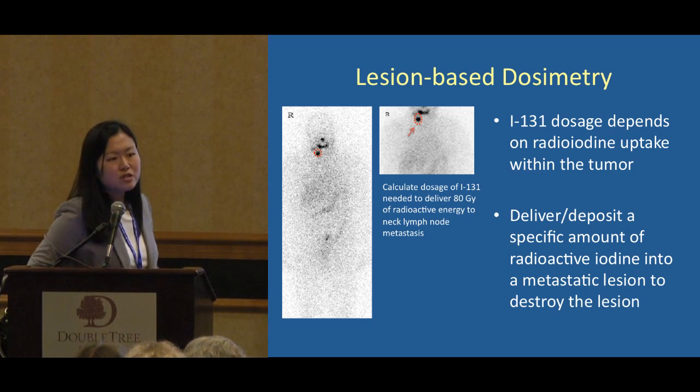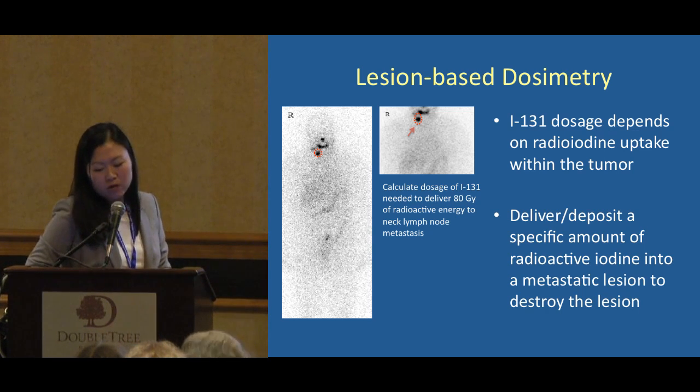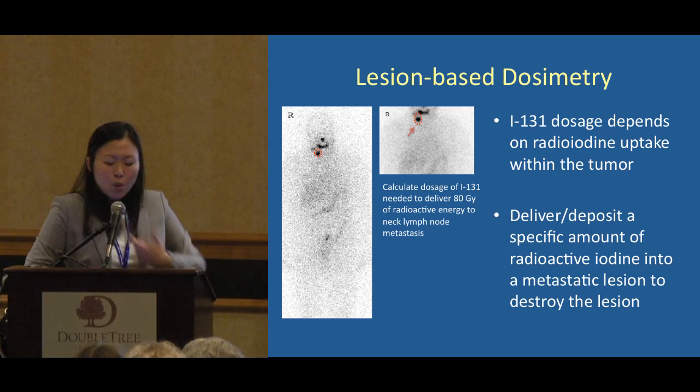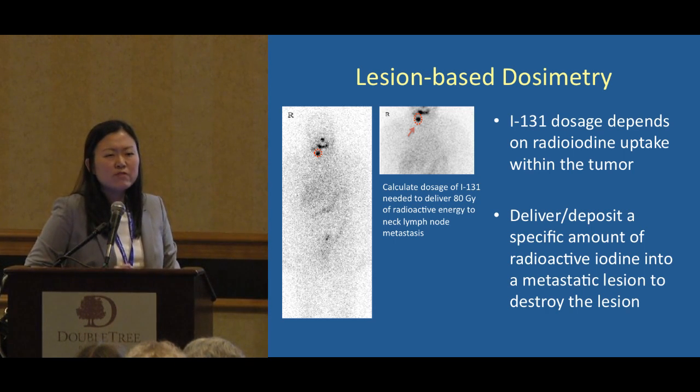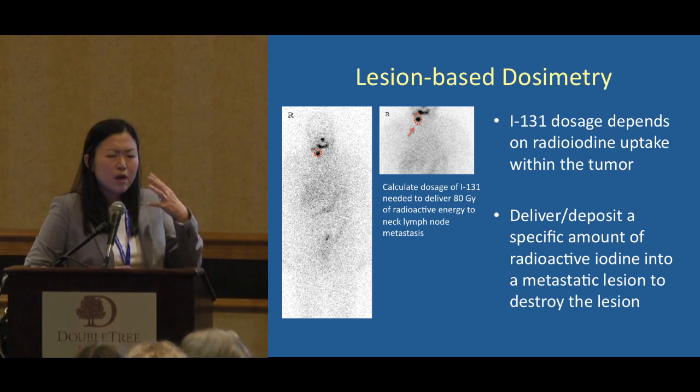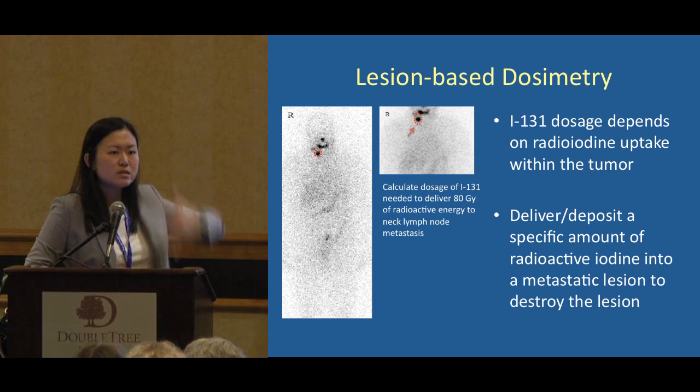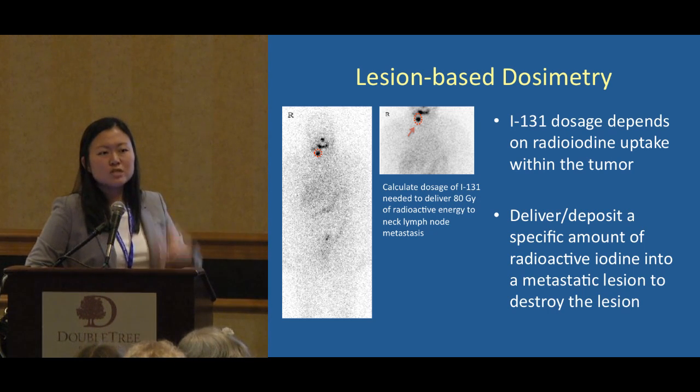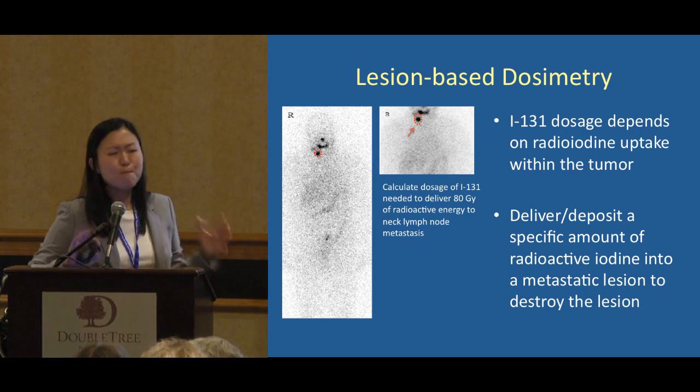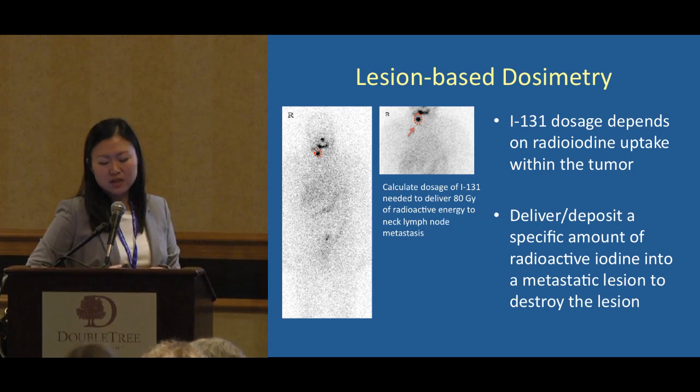Whole body dosimetry. This is actually what we do at the University of Colorado. With whole body dosimetry, we're not just looking individually at the areas of metastatic disease in the body. We're looking to see how much the patient can safely receive. So it's a maximum safe dose of radioactive iodine. How much can they safely receive?